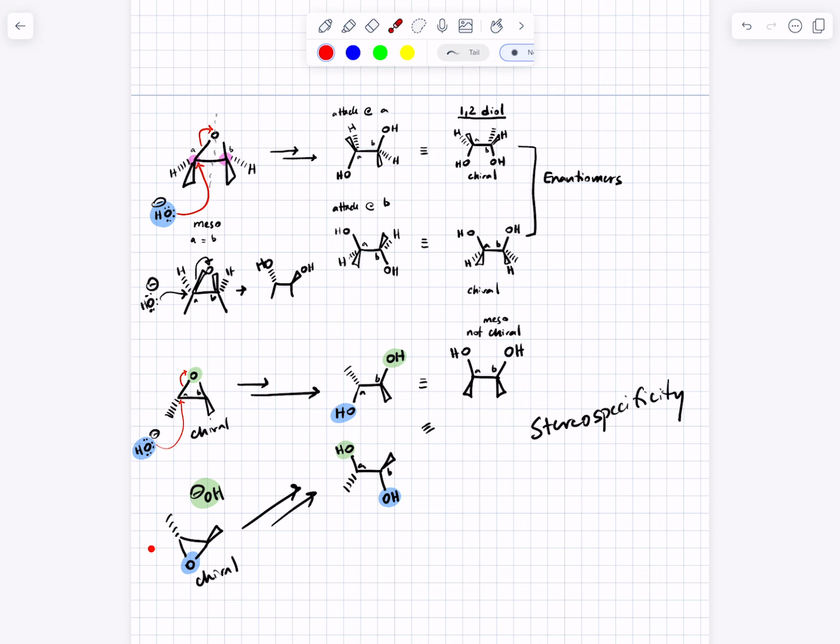Same is true of the products. The products from the meso epoxide, this pair of enantiomers, they are diastereomers of the product from opening of the other epoxide.